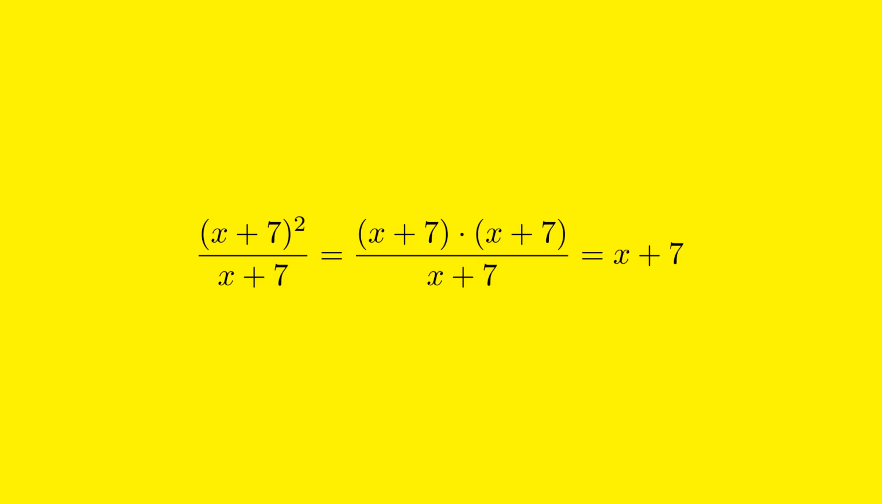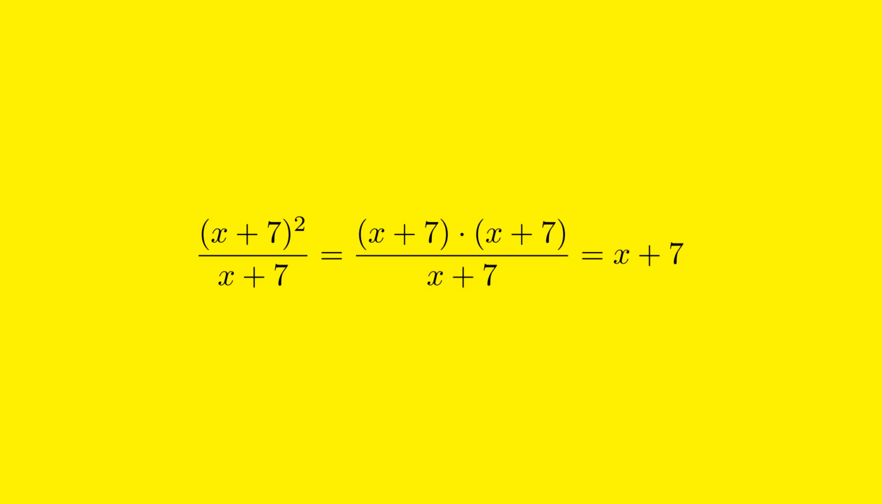Step 2 in solving the problem, reducing the rational expression x squared plus 14x plus 49 over x plus 7 to lowest terms, is to simplify the expression. We have already factored the numerator, x plus 7 squared over x plus 7. Here, let us recall a basic property of fractions.